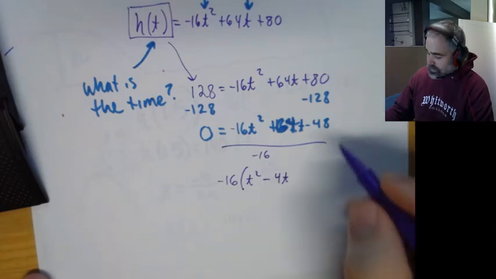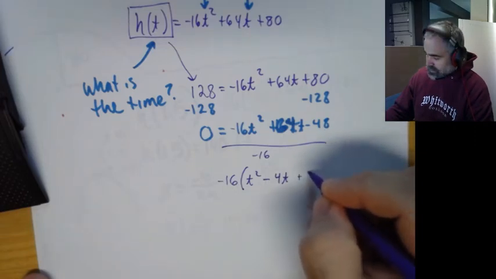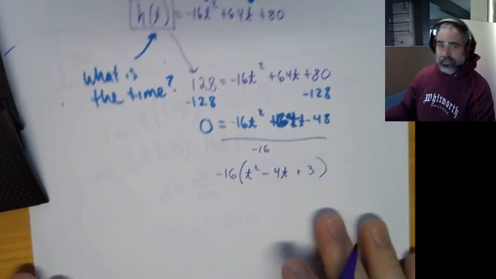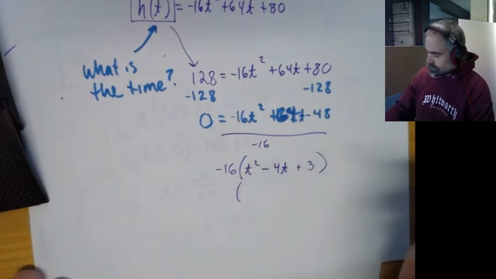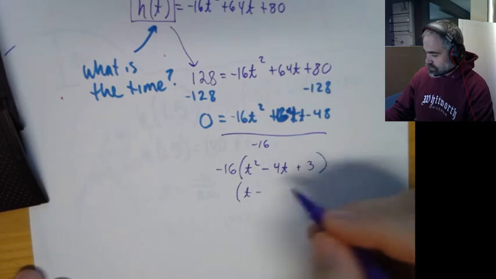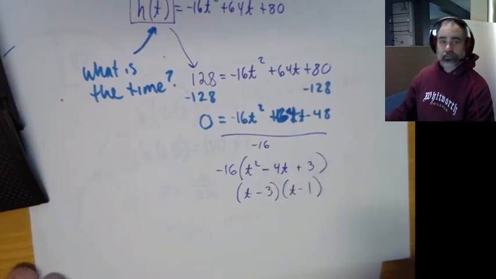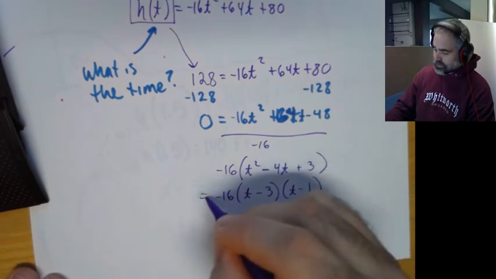48 divided by a negative, that's going to be a positive 3. This is a super easy question to factor if you want to do it. It's t minus 3 and t minus 1. I want to know where that equals 0.